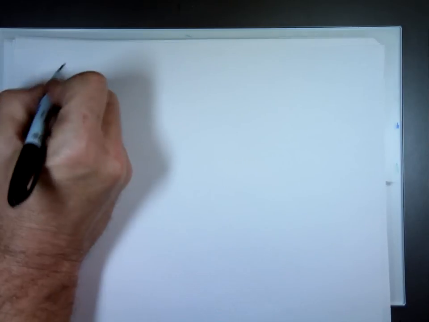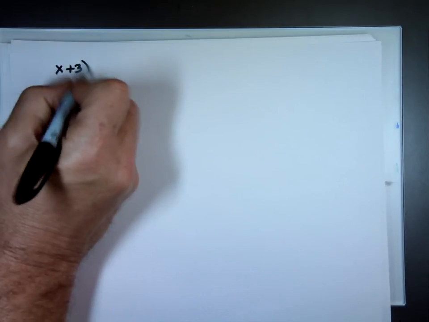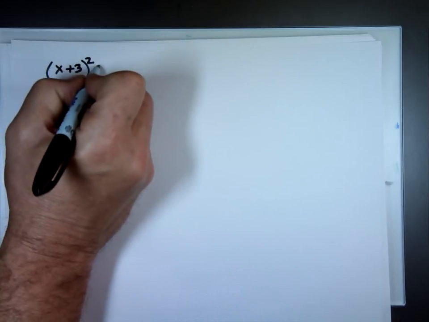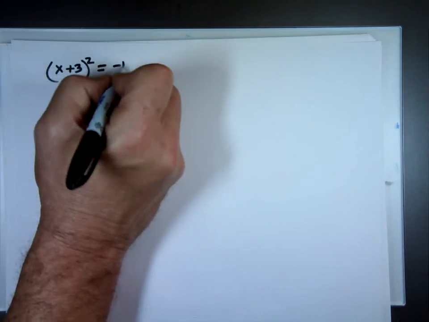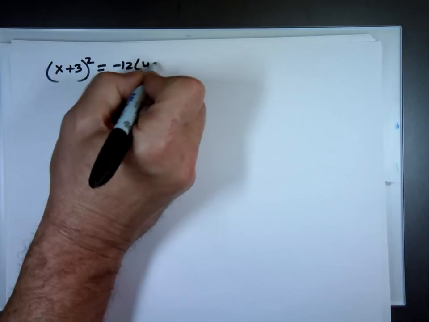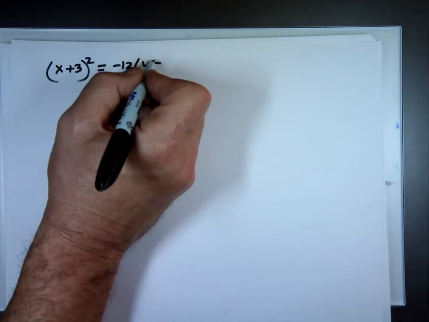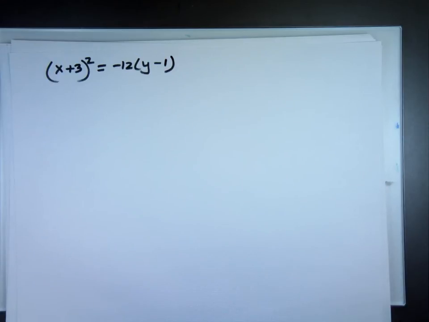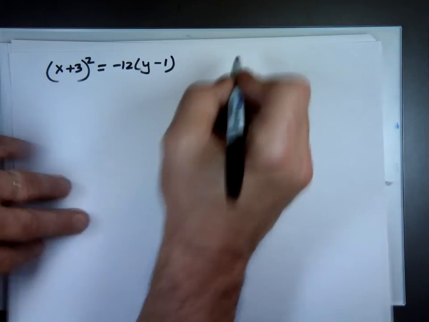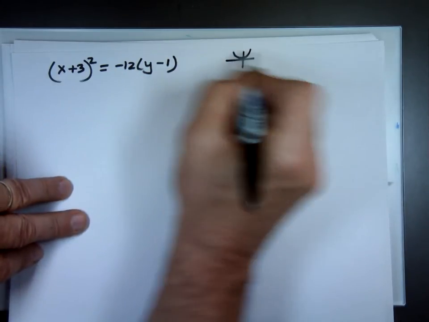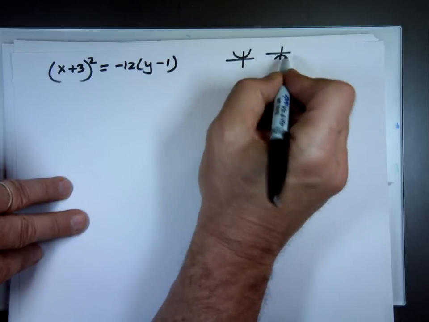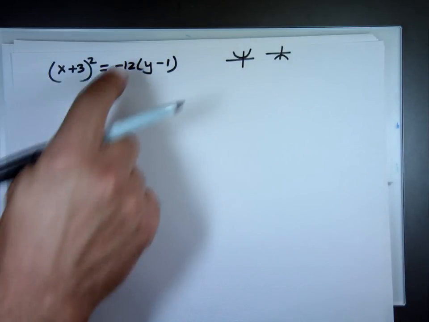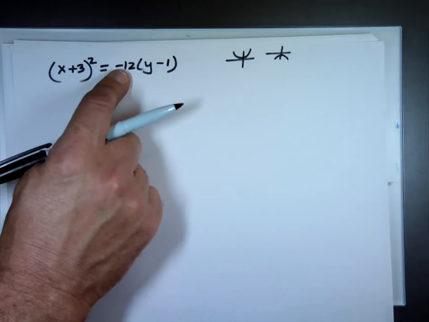x plus 3 squared equals negative 12 y minus 1. Notice, not both squared, only one. x is squared. That's either a parabola opening upward or one opening down. Depends on p. I can see p is negative, so it's opening down. So it's going to be this one.